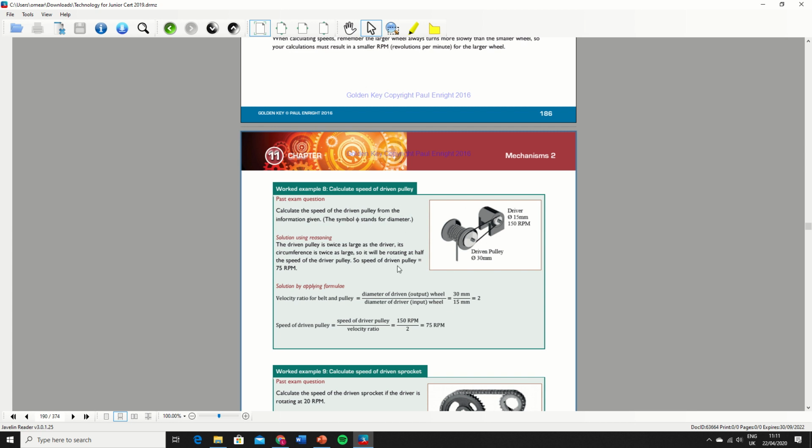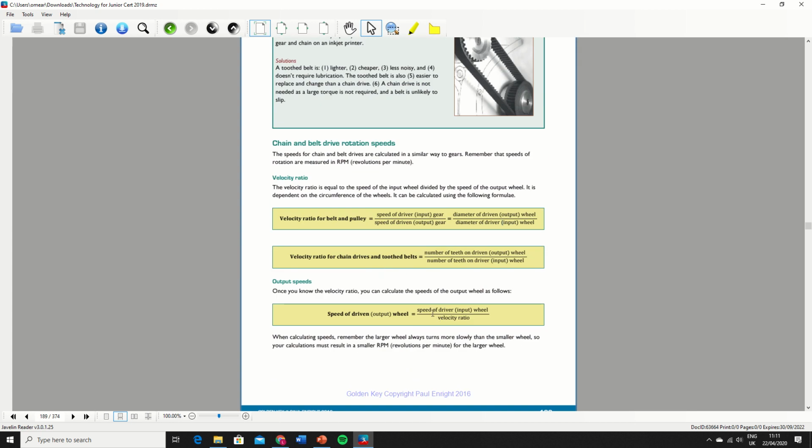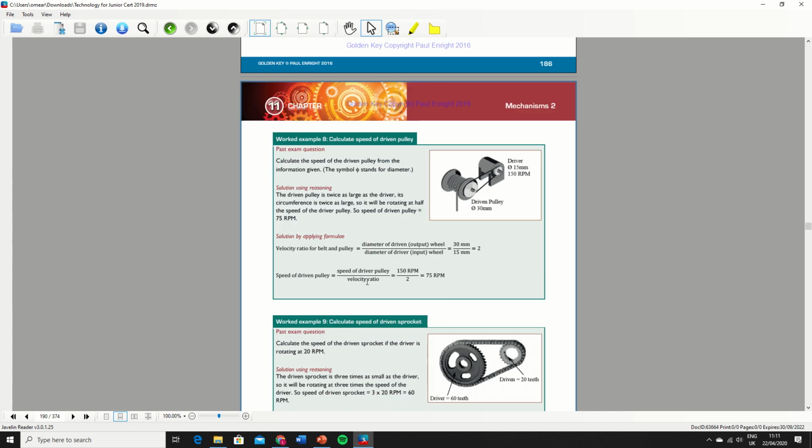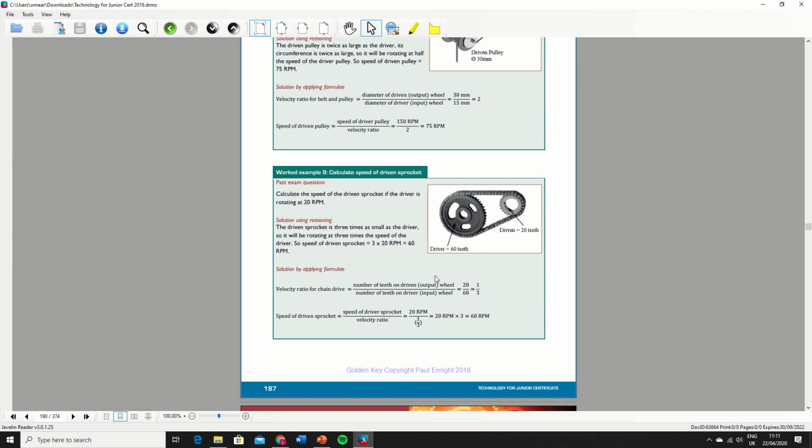Now that we know the velocity ratio and we know the speed of the driver, we can calculate the speed of the output wheel. So the formula is the speed of the driver wheel over the velocity ratio. We know the speed of the driver wheel is 150, and we know from calculating that our velocity ratio is 2, so that means that 150 over 2 is equal to 75 RPM. Okay, so that's your final answer. We'll do another one here again.